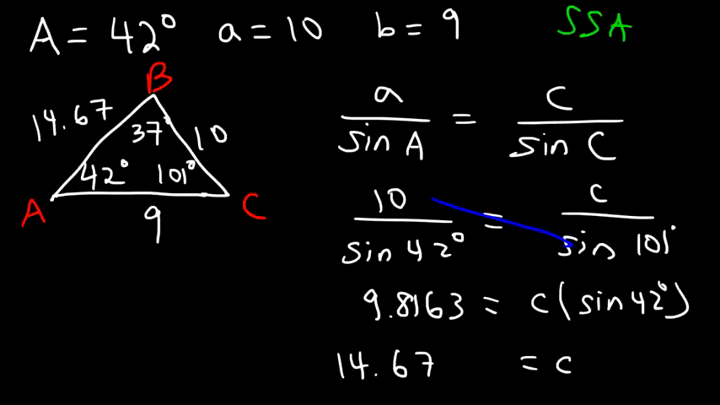Sometimes it's good just to glance at your answers to see if they make sense. The shortest side is going to be across the shortest angle. Side B is the shortest side, and notice that it's across the lowest angle, which is 37. Side C is the longest side, and it's across the longest angle. So just by looking at that, you can tell if your answers make sense. If you see a very large angle across a very small side, you know something is wrong. That's just a quick way to see if your answer makes sense.